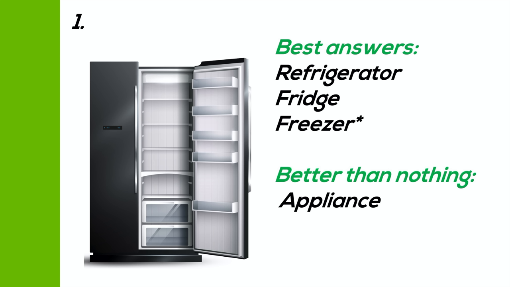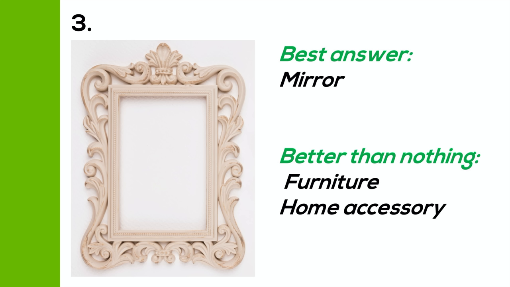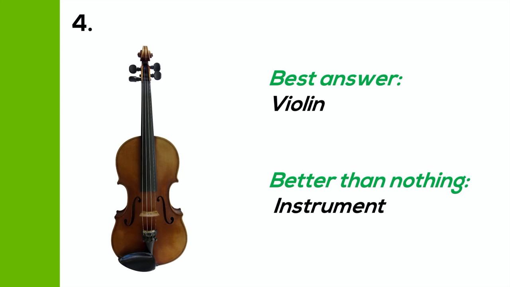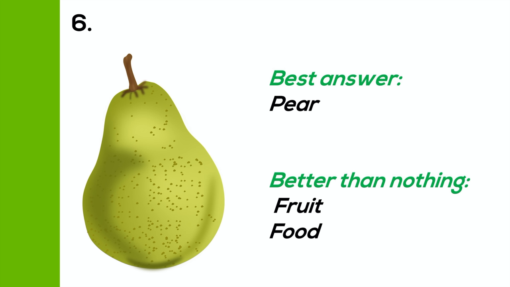Number 1. Best answers: refrigerator, fridge, and perhaps freezer. Better than nothing: appliance. Number 2. Best answers: mouse, computer mouse. Better than nothing: technology, equipment. 3. Best answer: mirror. Better than nothing: furniture, home accessory. 4. Best answer: violin. Better than nothing: instrument. 5. Best answers: paintbrush, brush. Better than nothing: tool, equipment. 6. Best answer: pear. Better than nothing: fruit, food.